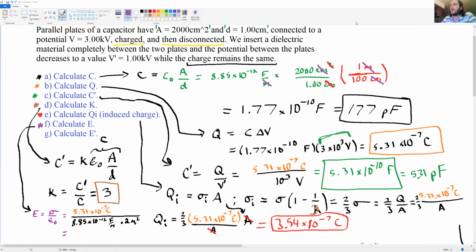300,000 newtons per coulomb. Okay, does anybody else get a similar answer there for that? Three times 10 to the 5 as well. Okay, good. I think that looks correct.